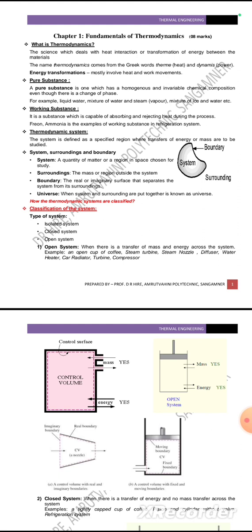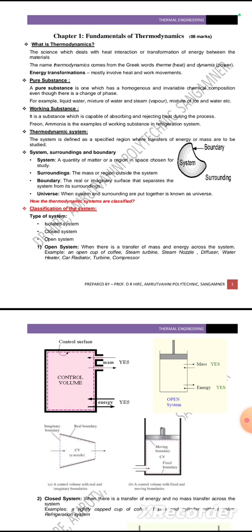In that cup of coffee, the vapor is escaping and the heat is also reduced, so that coffee cup will change. So there is a transfer of mass of those vapors and a transfer of energy takes place. If you consider that as a thermodynamic system, that's why it becomes an open system.